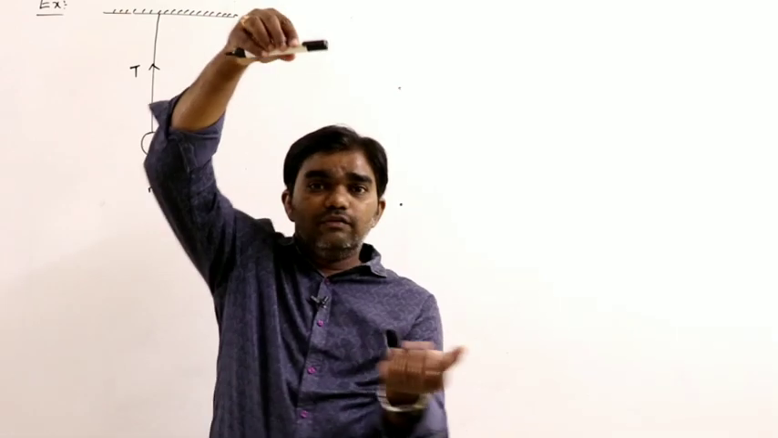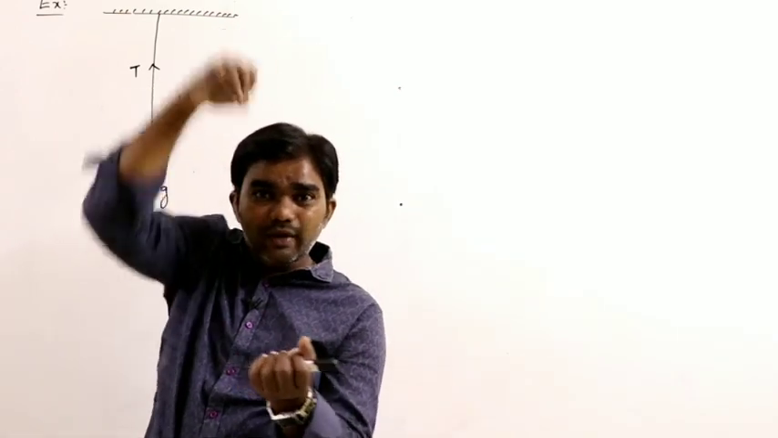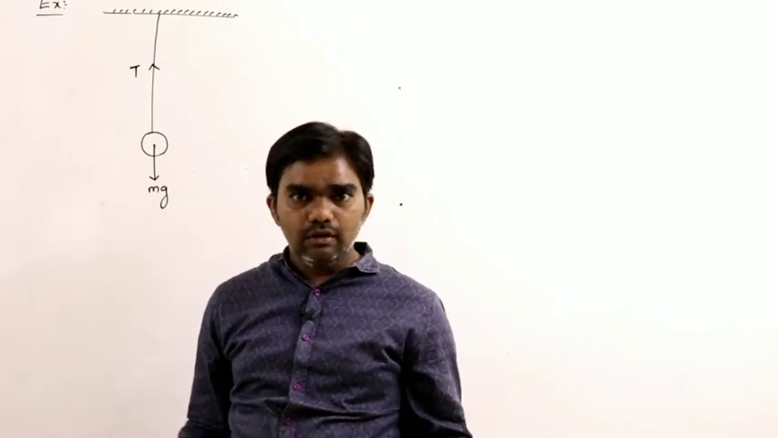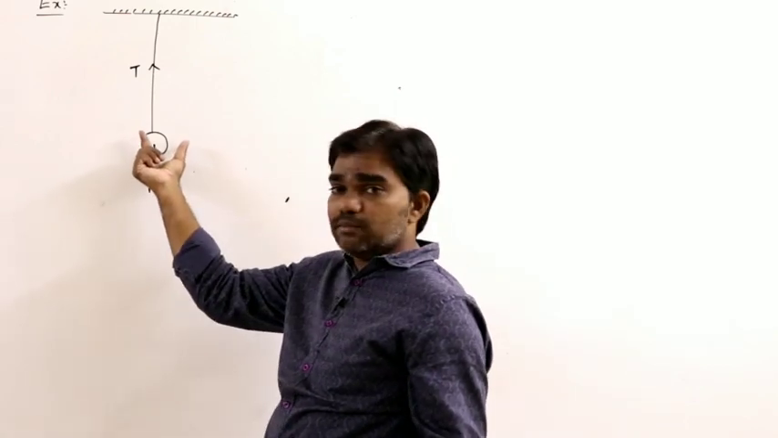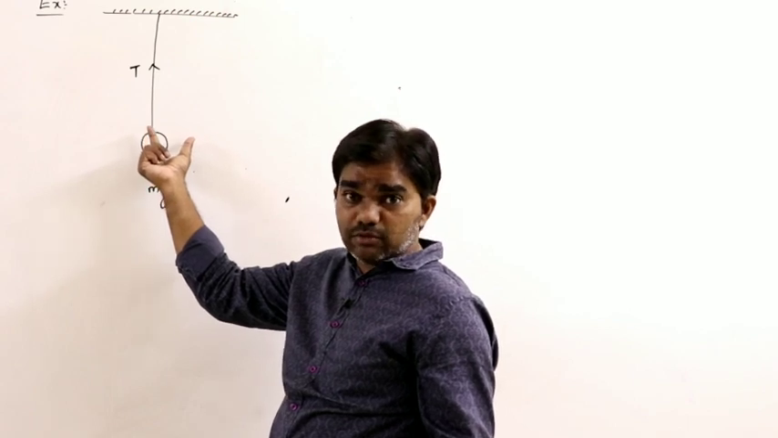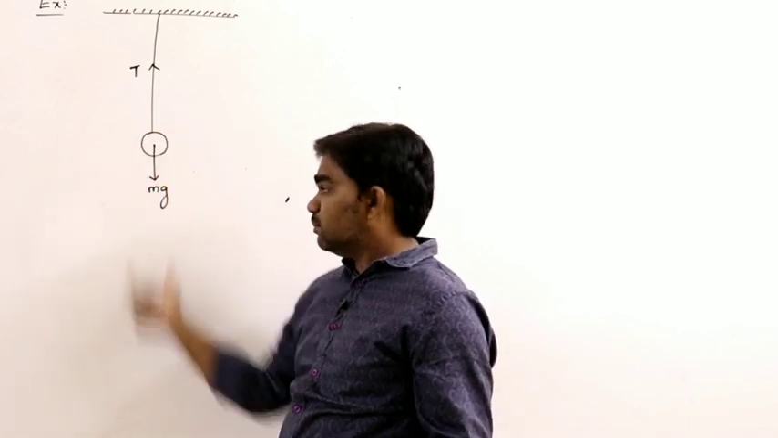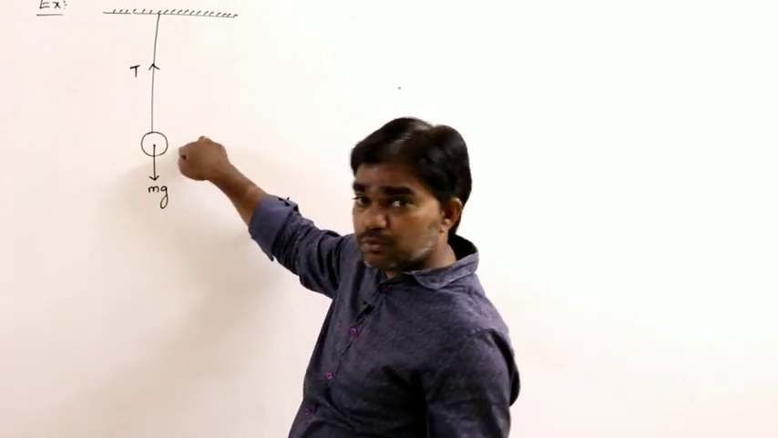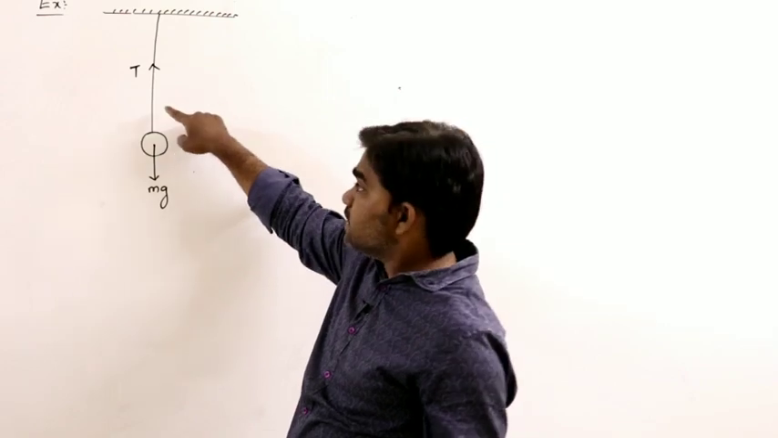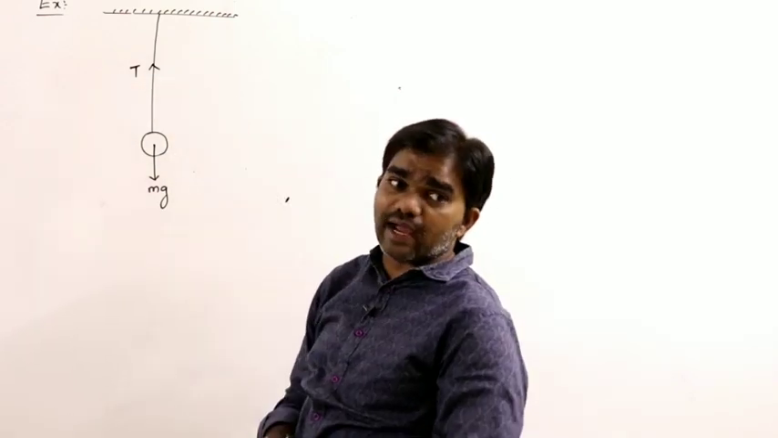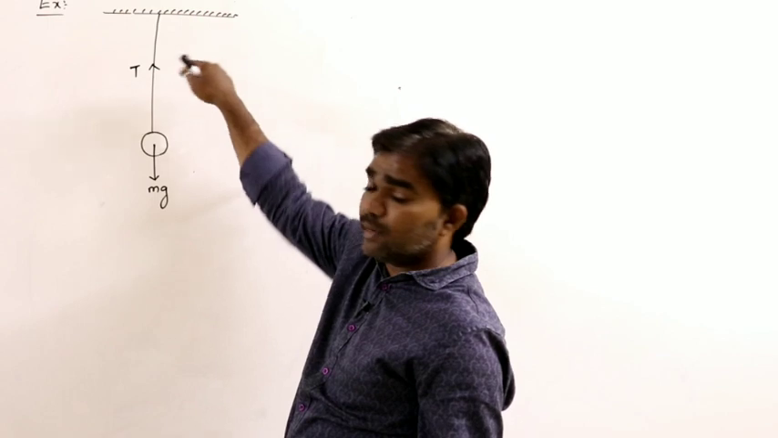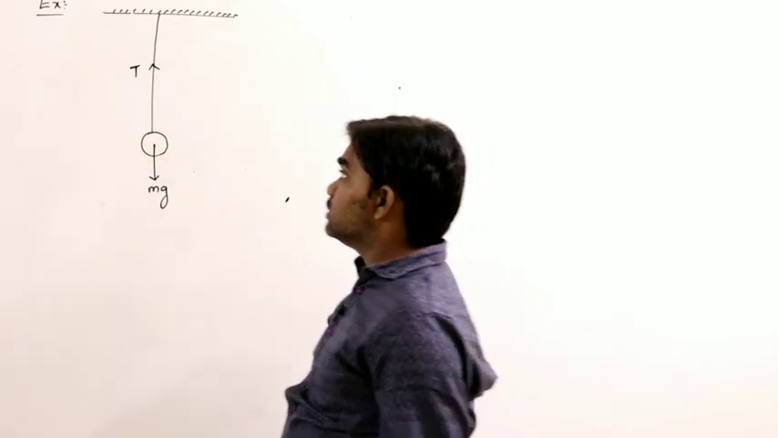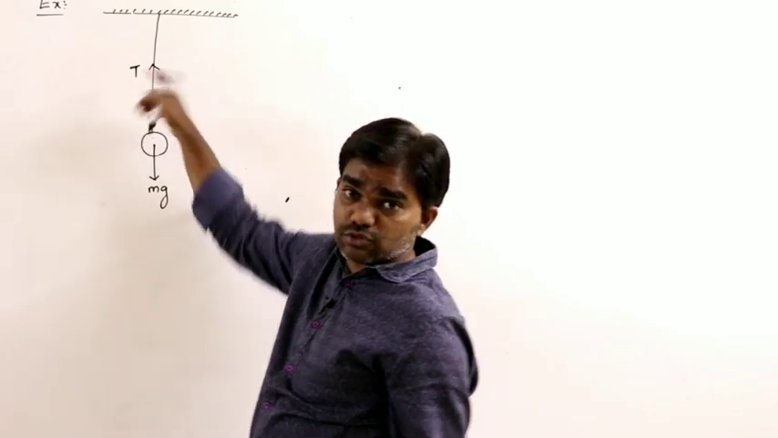See here, if the body is dropped, then it moves downwards. Why does the body move downwards? Due to the gravitational pull. Here also the weight mg acts on the body. Due to the weight, the ball must move downwards, but it does not. It stays at this position only. That means an equal and opposite force acts in the string in the upward direction, that is called the tensional force.